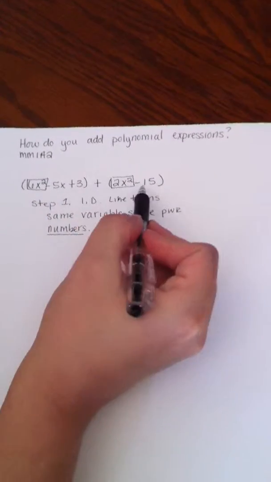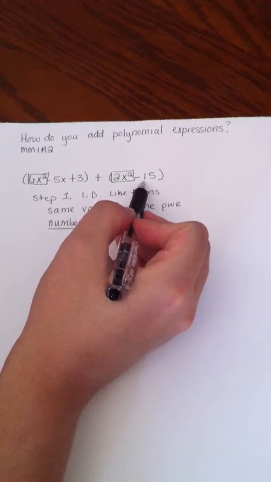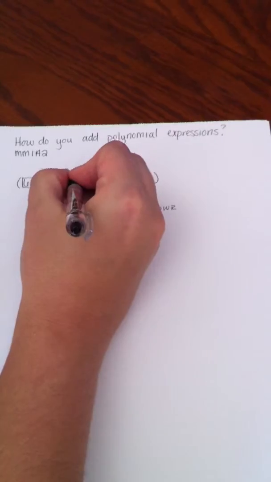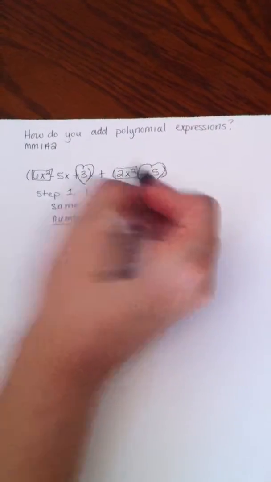Finally, I look at 3 and negative 15, and these are numerical values, so I know that I will be able to add those together. So I'm going to use a different shape. Notice how I include the sign with the negative 15.